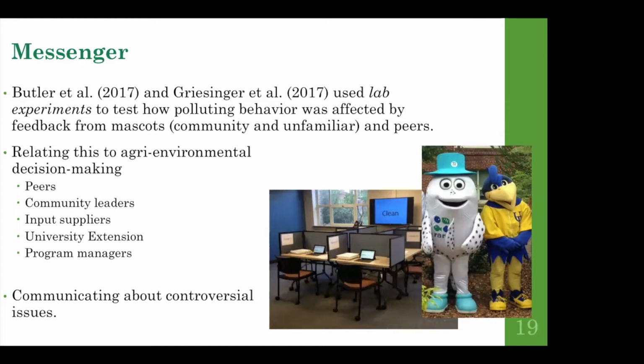And we could think about the messages that come from peers, input suppliers, extension, program managers. We need more research understanding how that information is received, right? And I think this is particularly important in thinking about how to communicate information that might be controversial, right? Maybe we need to have a conversation about climate change or a program that's really unpopular, right? And thinking about how we can use messengers to convey that.